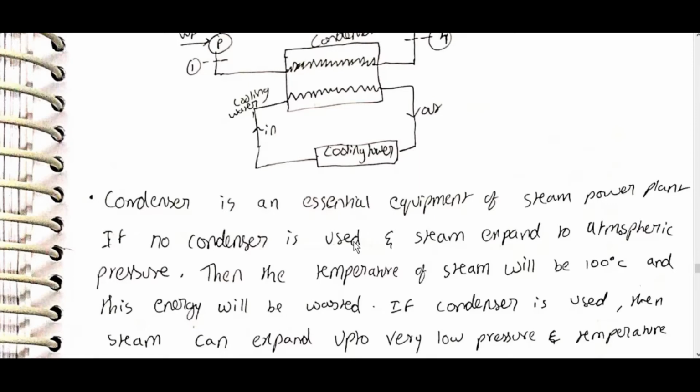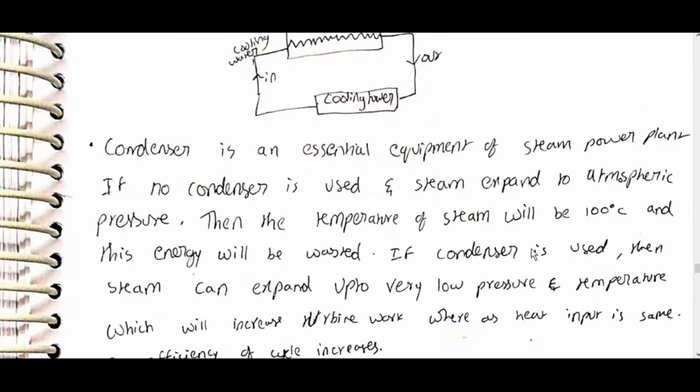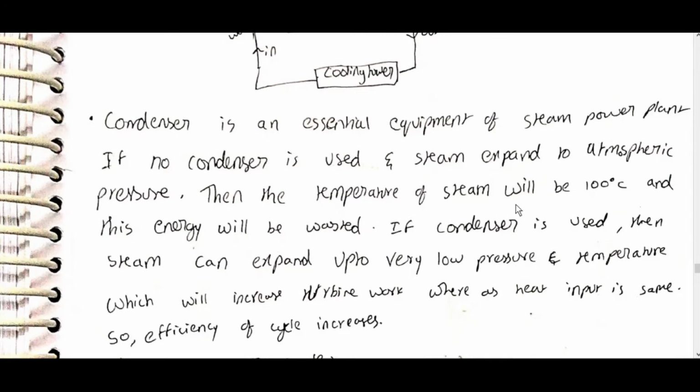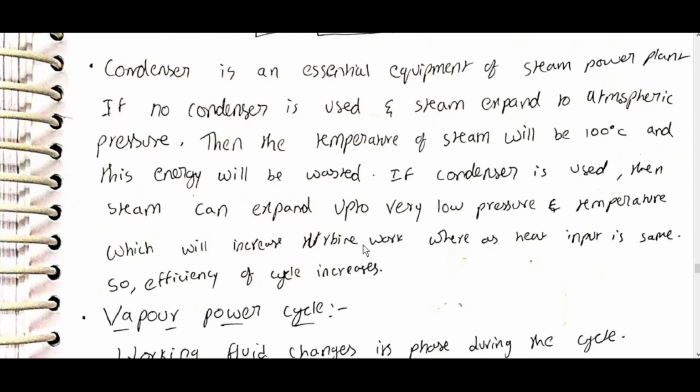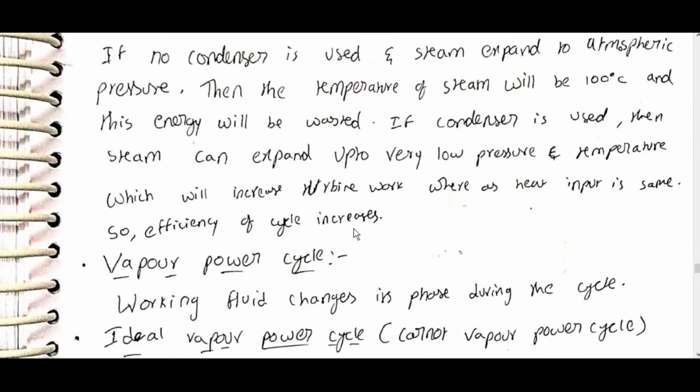If no condenser is used, steam is expanded only to atmospheric pressure, so the temperature of the steam will be 100 degrees centigrade. This energy will be wasted. If a condenser is used, then steam can expand up to very low pressure and temperature, which will increase turbine work, whereas heat input is the same, so the efficiency of the cycle is increased.